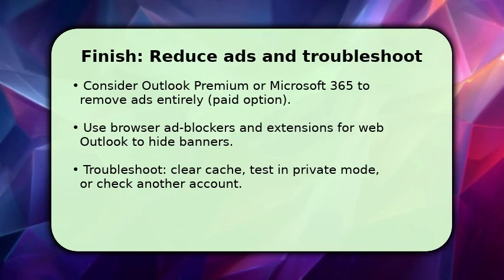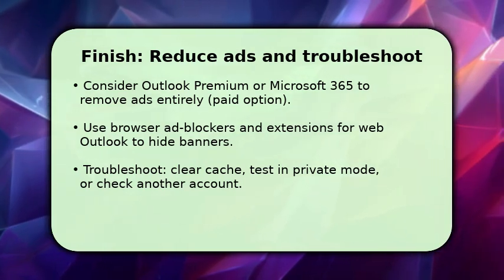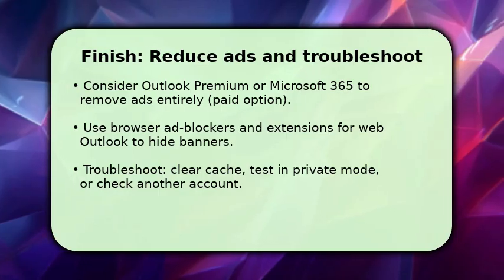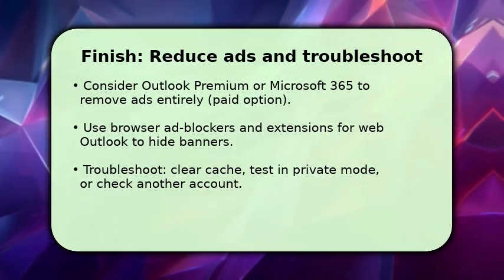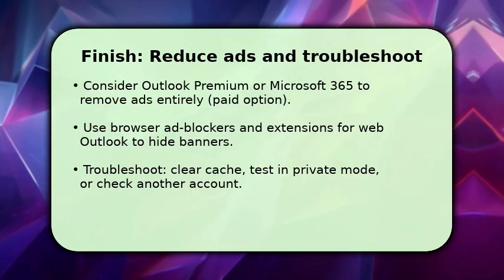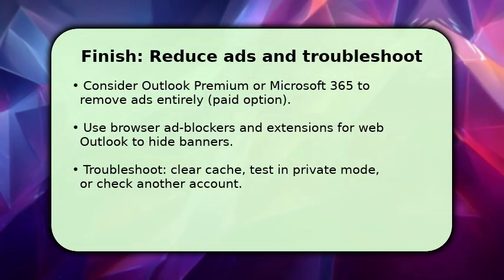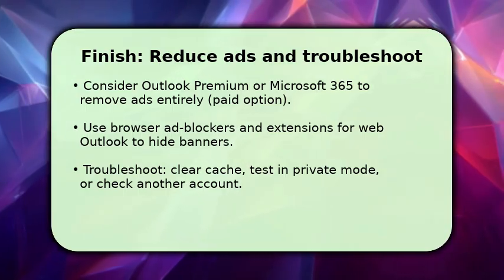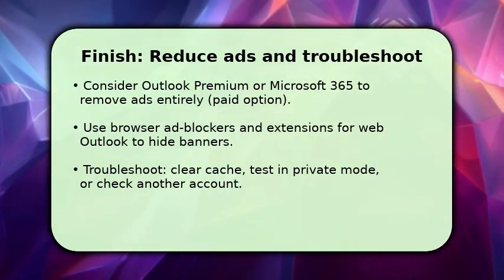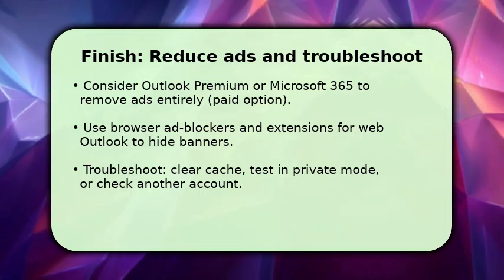Finish by choosing a durable solution. Upgrade to Outlook Premium or Microsoft 365 if you want ads removed entirely, or add a reputable browser ad blocker for web Outlook. Once done, verify changes by signing out and back in, or open the inbox in a private window to ensure cached banners aren't showing.